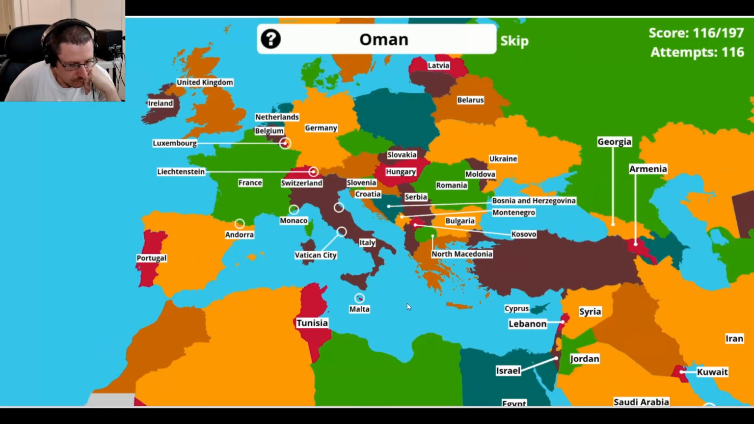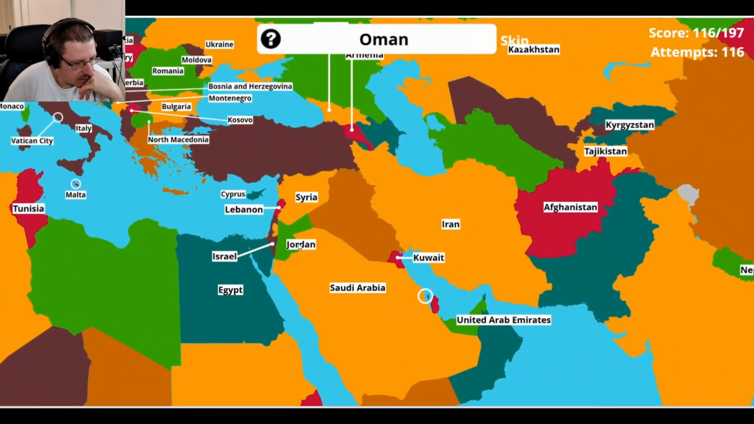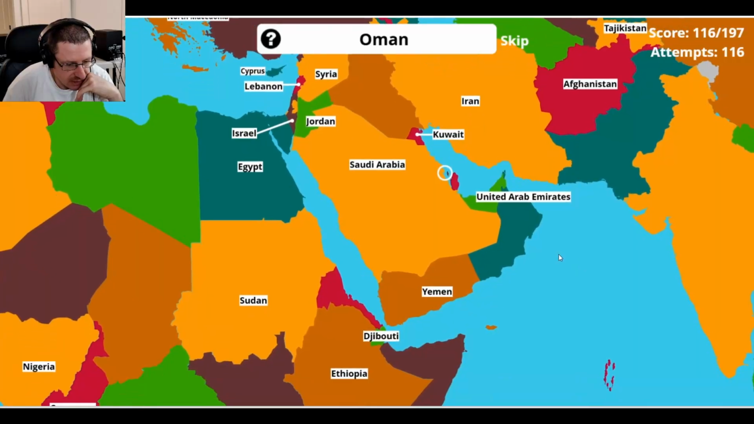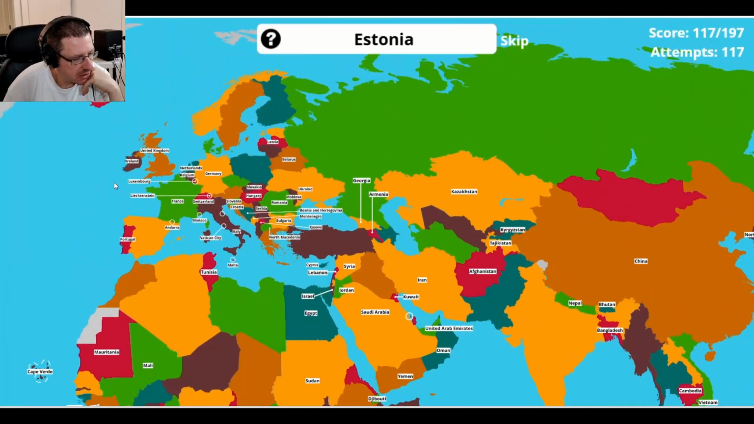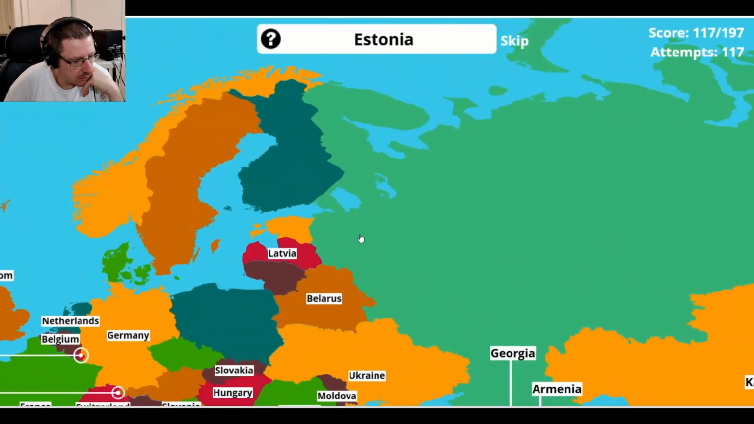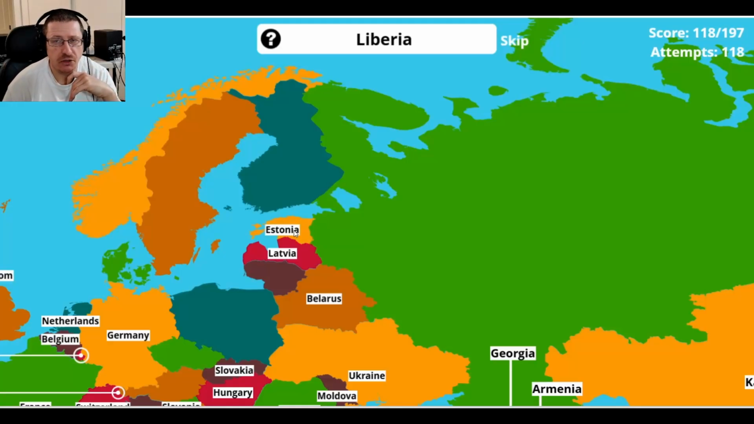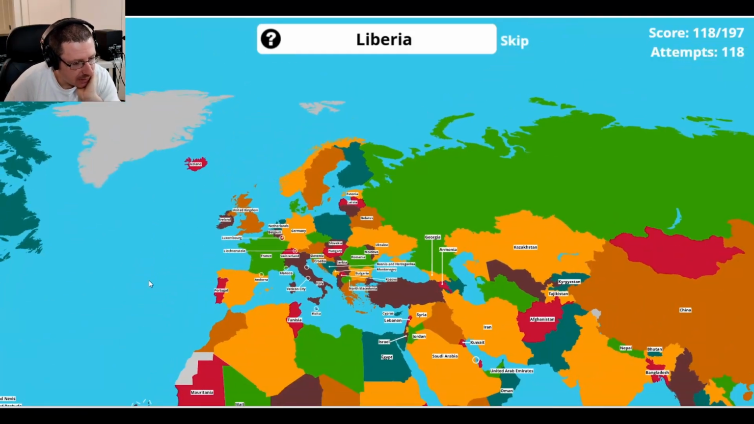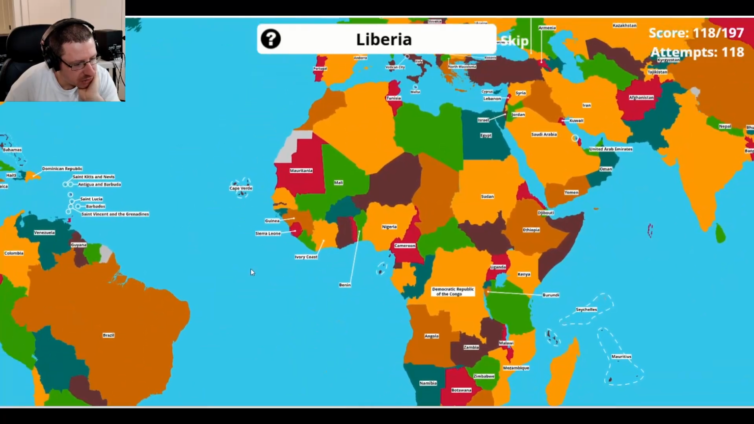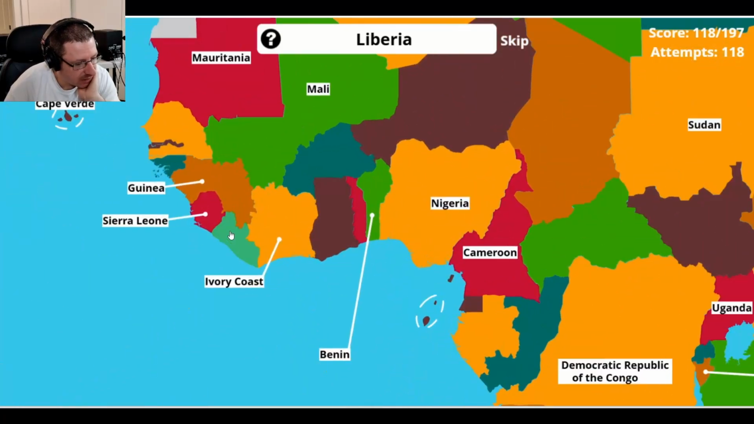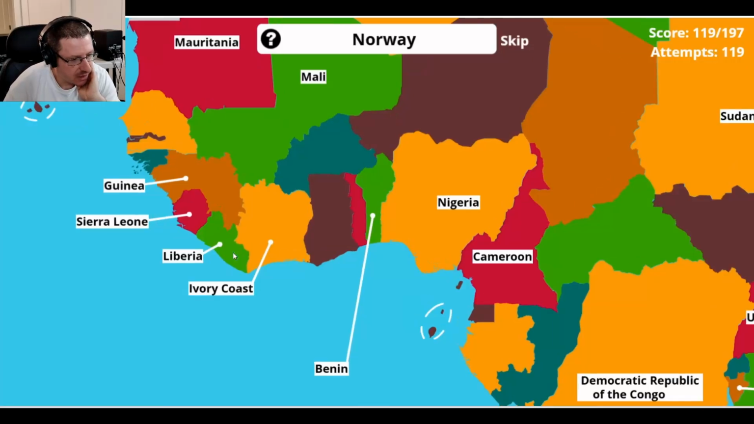Oman. Oman is in the Middle East. Oman is right here. It's known for its bird watching. Estonia. Estonia is right here. This little chunk right here. And the average homeowner in Estonia, it's known for the amount of people that own books. The average homeowner in Estonia owns 218 books. Crazy. Liberia. So I get Lebanon and Liberia mixed up, but Liberia is right here. It lies on the bottom of Africa, right here, and it's known for its surfing.